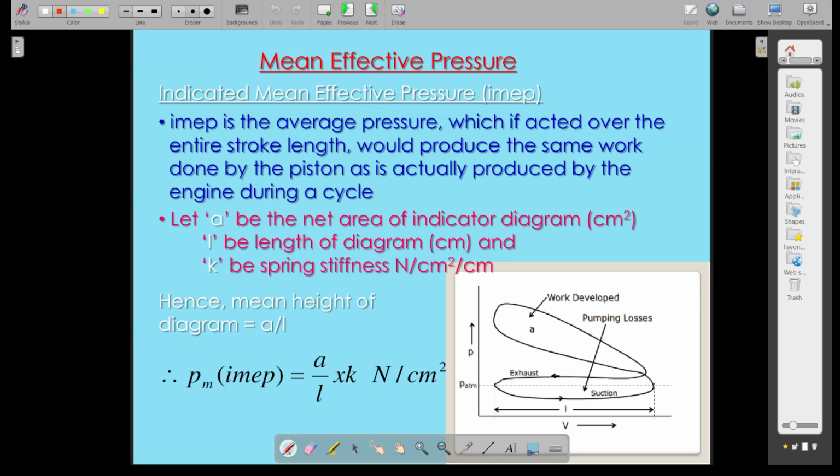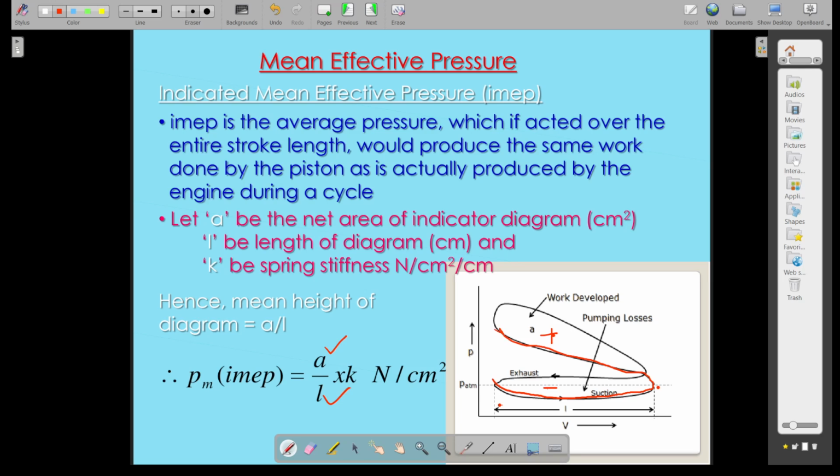If you are measuring the area, this is A, and this is the length of the diagram, L. I have already told you. On the indicator diagram, this is the positive work and this is the negative work. Initially you have a suction stroke, which is carried out below atmospheric pressure. Then you have compression, which you can see here.